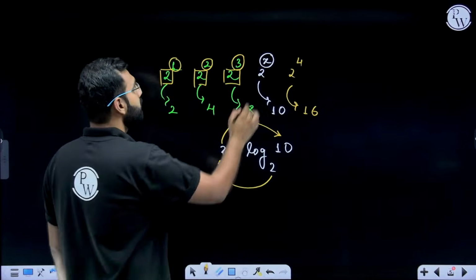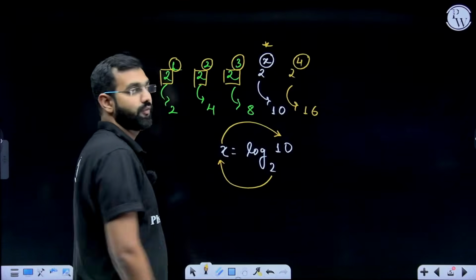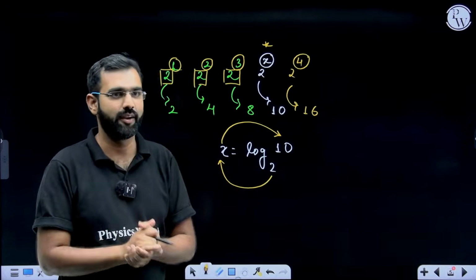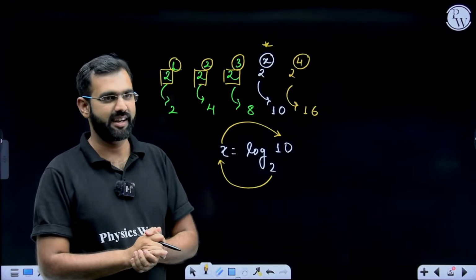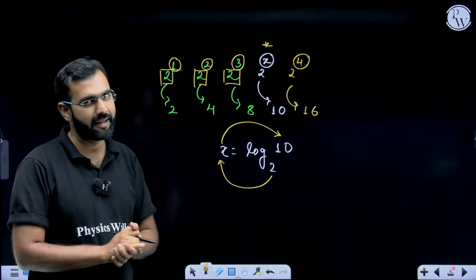Which means between 3 and 4, there could be some value for which, when 2 is raised to that value, it will result in 10, but we don't know that value. No worries, it has just started, Mishal. Don't worry about that. So everybody understood that logarithm part. Are we clear on that?